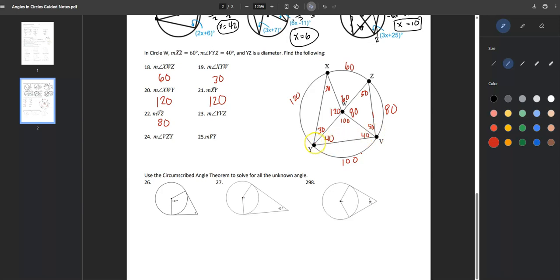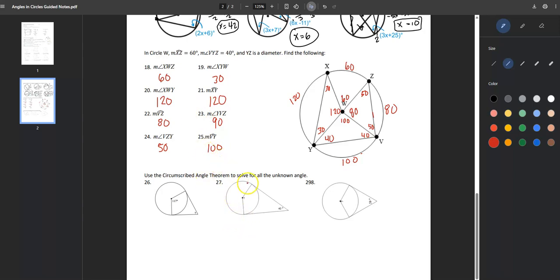Angle YVZ. So again, YVZ is this whole thing, those two added together. So that would be 90 because 40 plus 50 is 90. The angle VZY is 50. And then arc VY is 100. So once you have them all, you just got to look and go. So it goes pretty quick.